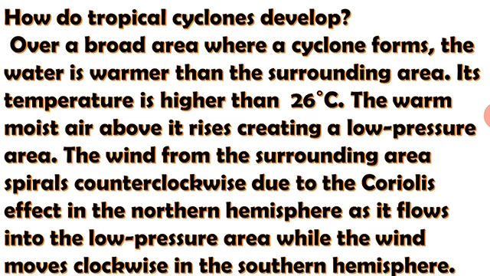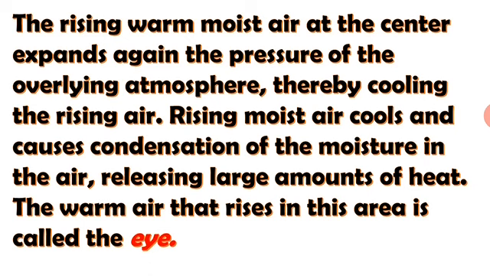But this low pressure area can dissipate if the wind weakens it. So the rising warm moist air at the center expands again in the presence of the overlying atmosphere, thereby cooling the rising air. Rising moist air cools and causes condensation of the moisture in the air, releasing a large amount of heat. So the warm air that rises in this area is called the eye of the typhoon.